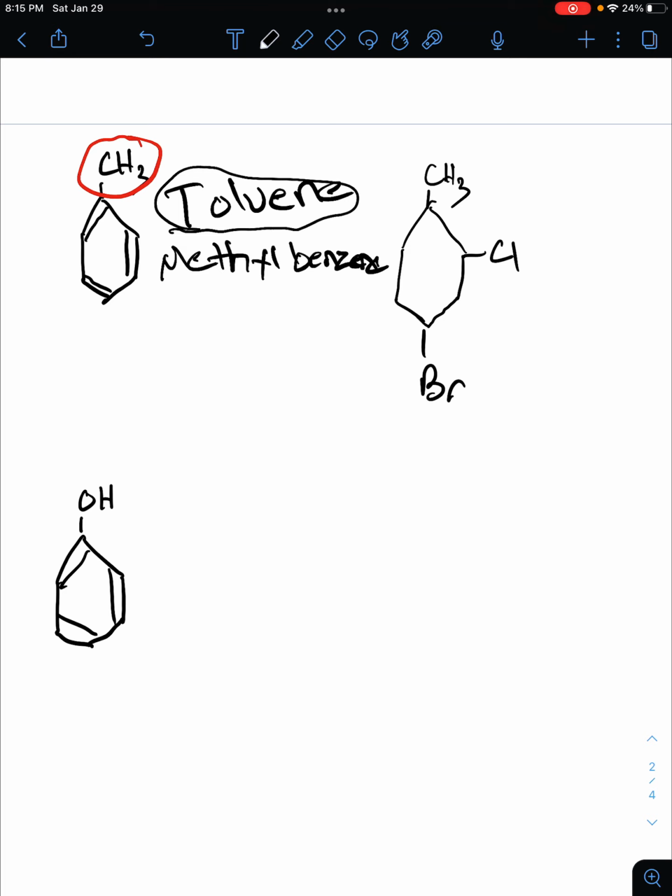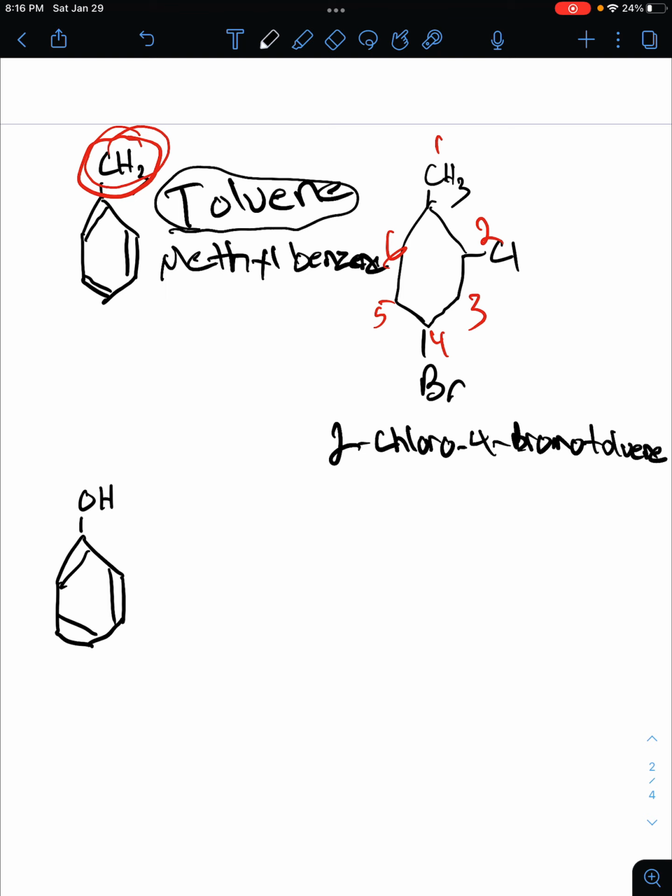What if you had substituents on this? Whatever substituent changes the name of the compound is where you start numbering from. So on this methyl, that would be number 1, 2, 3, 4, 5, 6. This methyl group here gives it its name, so that's the highest ranking group on this particular compound, and that's where you start numbering. So this will be 2-chloro, 4-bromotoluene.